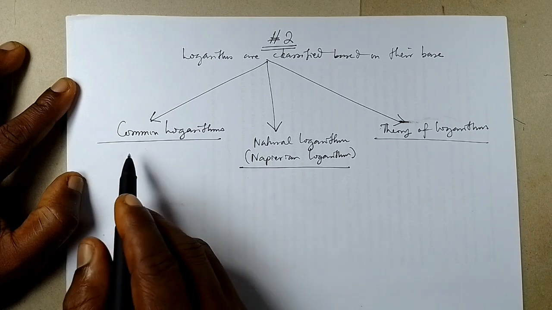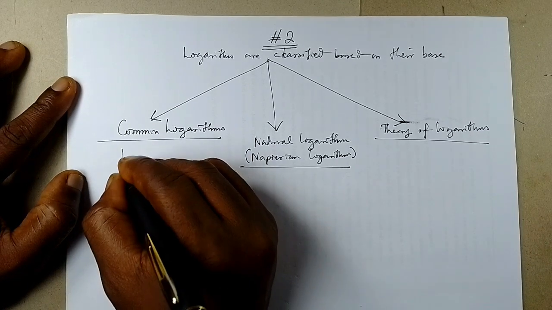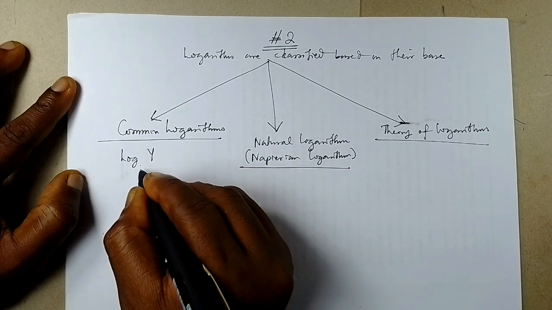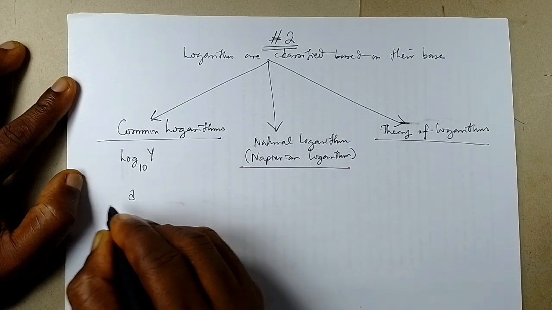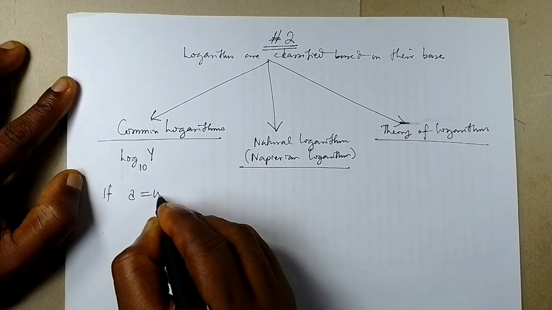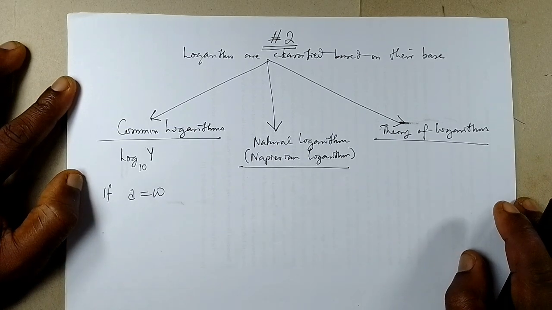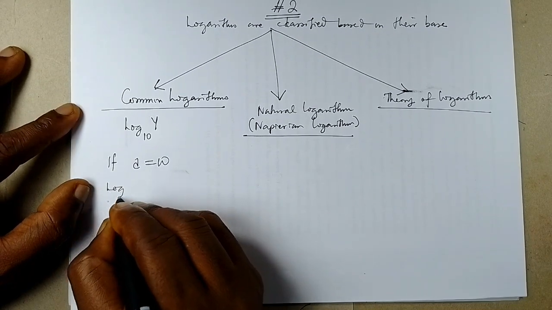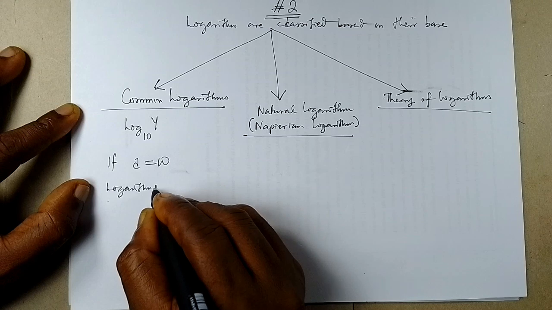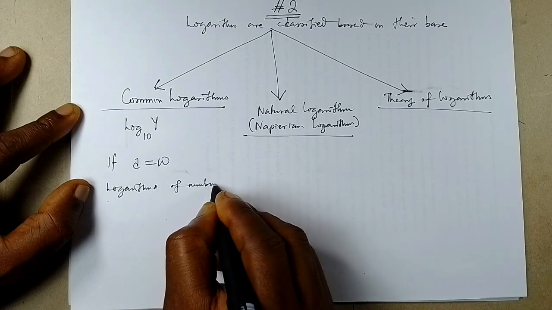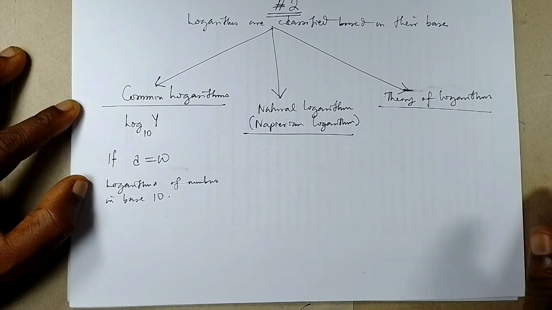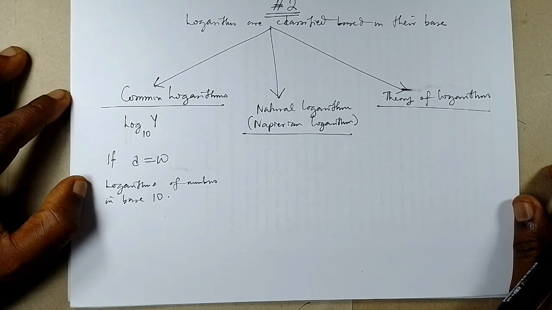So when do we say we are dealing with common logarithms? When you deal with the logarithm of y, like we said earlier on, and the base a is 10. So if a, the base, is equal to 10, then we are dealing with common logarithms. So what are we going to say here? Common logarithms are logarithms of numbers in base 10. So if you tell somebody you are dealing with common logarithms, you are simply telling the person you are dealing with logarithms of numbers in base 10.